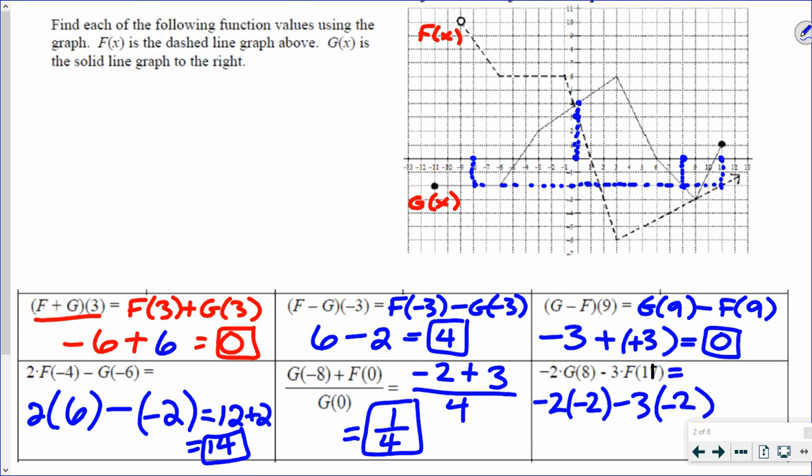And then we're just going to work this out. Negative 2 times negative 2 is 4. We end up with plus 6. 4 plus 6 equals 10.